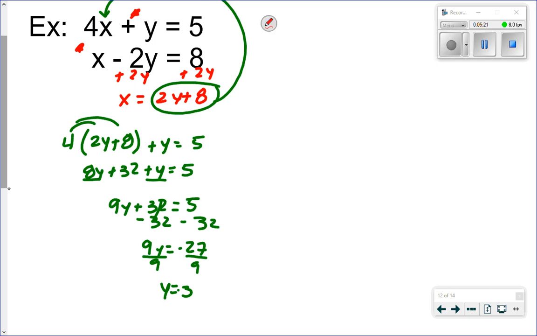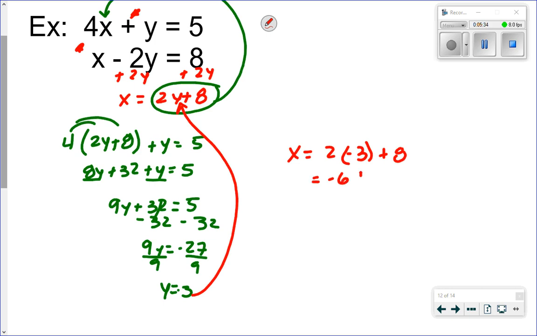Then I need to take that and plug it into my blob. So I've got x equals 2 times negative 3 plus 8. 2 times negative 3 is negative 6, and negative 6 plus 8 is 2. And then I need to write my ordered pair. Make sure you put the x term first. So (2, negative 3).